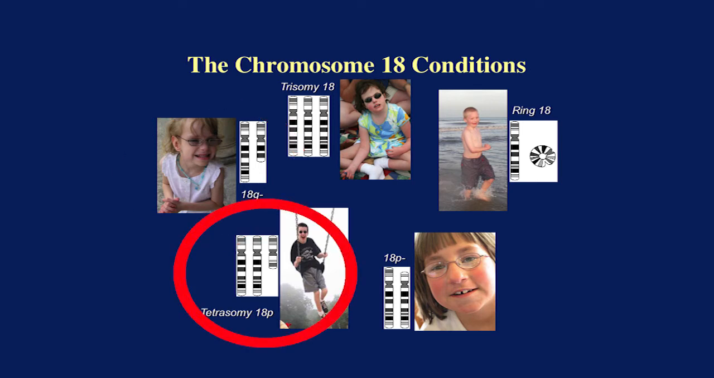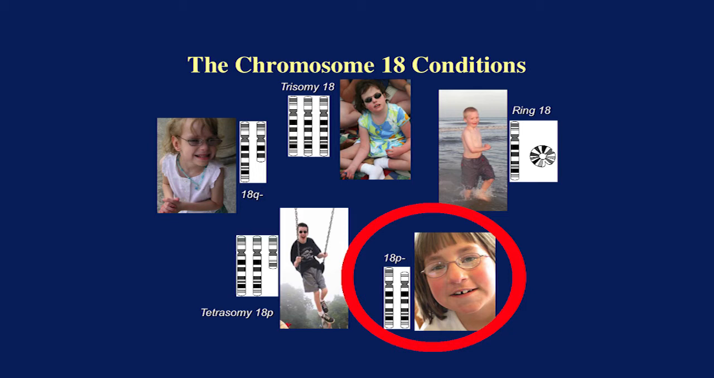Going counterclockwise on the lower left is tetrasomy 18p. People with tetrasomy 18p have an extra chromosome, but that chromosome is made up of 2 short arms. The result is a total of 4 copies of the short arm of chromosome 18. Almost everyone with tetrasomy 18p has the same chromosome content of their extra chromosome. So in this case, this is a more genetically homogeneous group than 18q-.